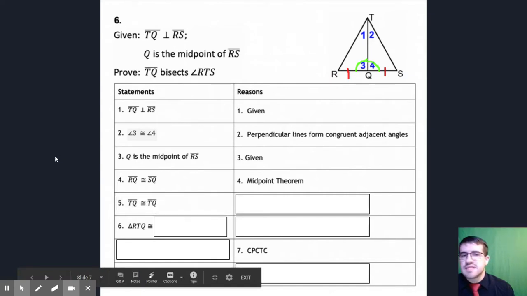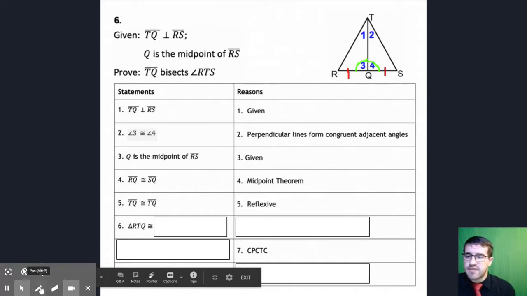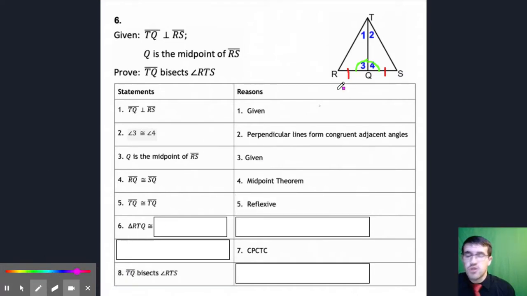And then we know segment TQ is congruent to itself because these two triangles share a side, and whenever triangles share a side, we know that the segment that they share is congruent to itself, and that is by the reflexive property. So we want to draw an X there.